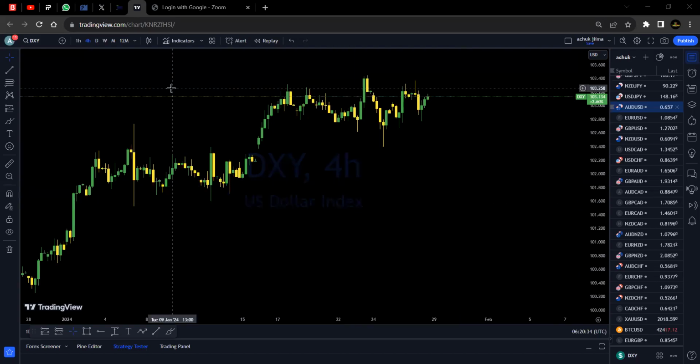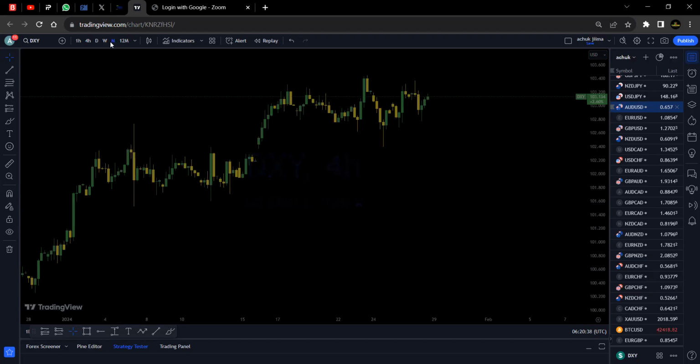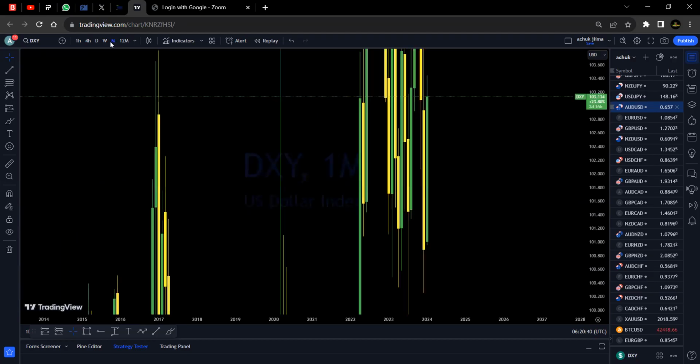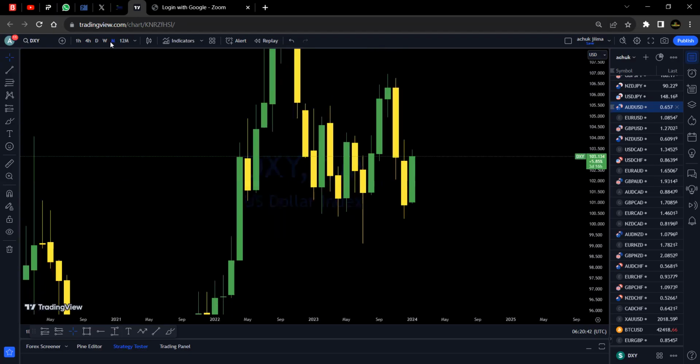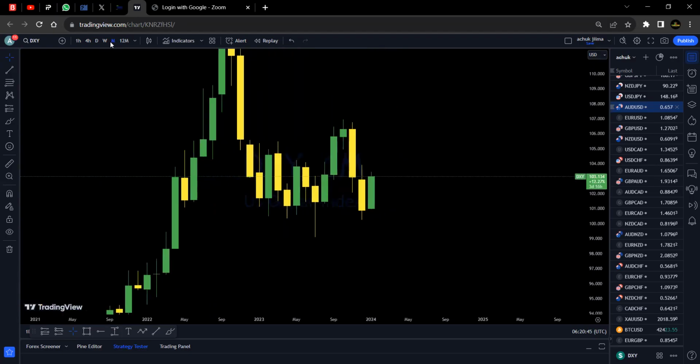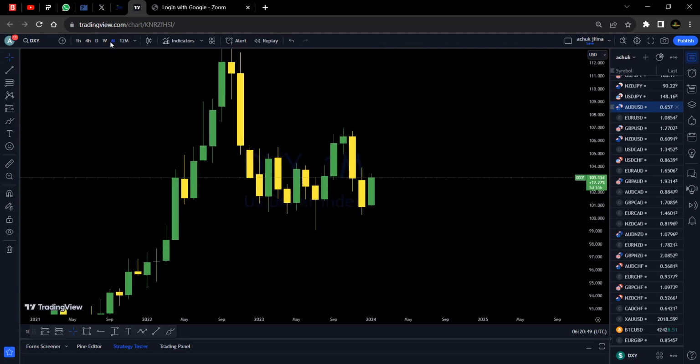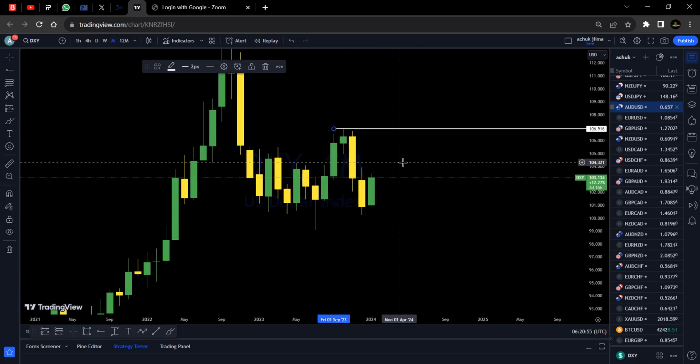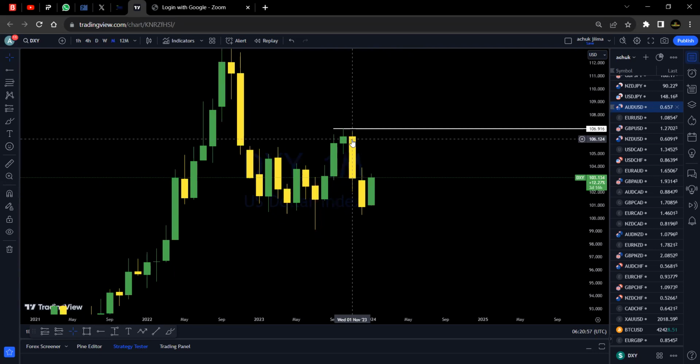So let's start straight with our dollar index because it will help us understand the direction of the other dollar pairs, and then how we can position ourselves for trading opportunities on the dollar pairs. So looking at the dollar index from the monthly chart, we have this high, which the market has failed to break.